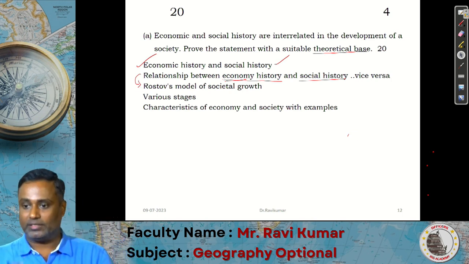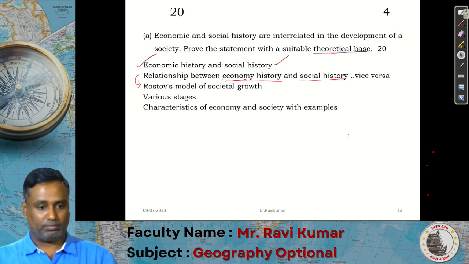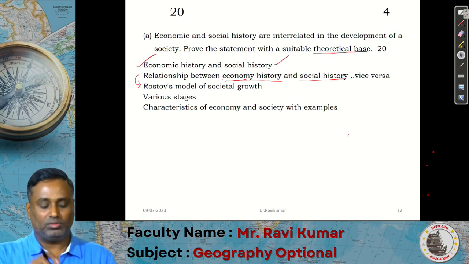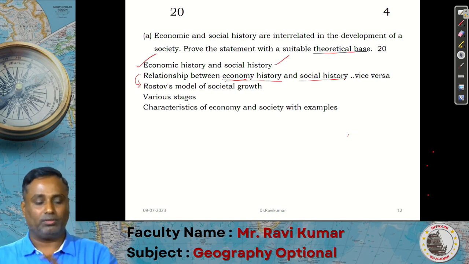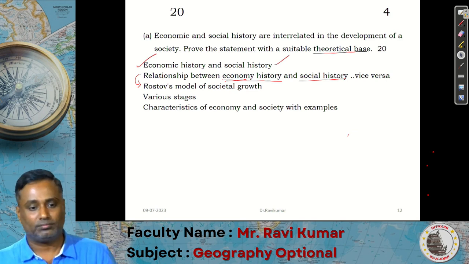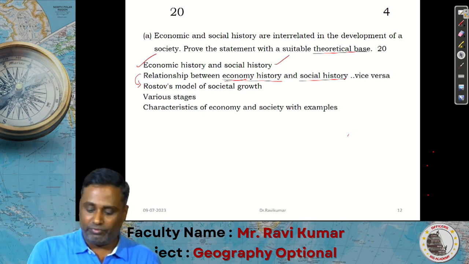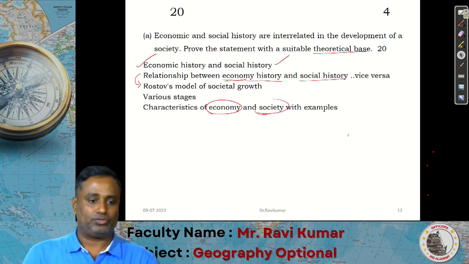Now you are explaining that yes, this kind of relationship is explained by Rostow's model of growth. So this theory will prove the previous statements. Then you start with the various stages of the model: 1, 2, 3, 4, 5. When you are writing each stage, you have to write each and every economic character and social character in all 5 stages.